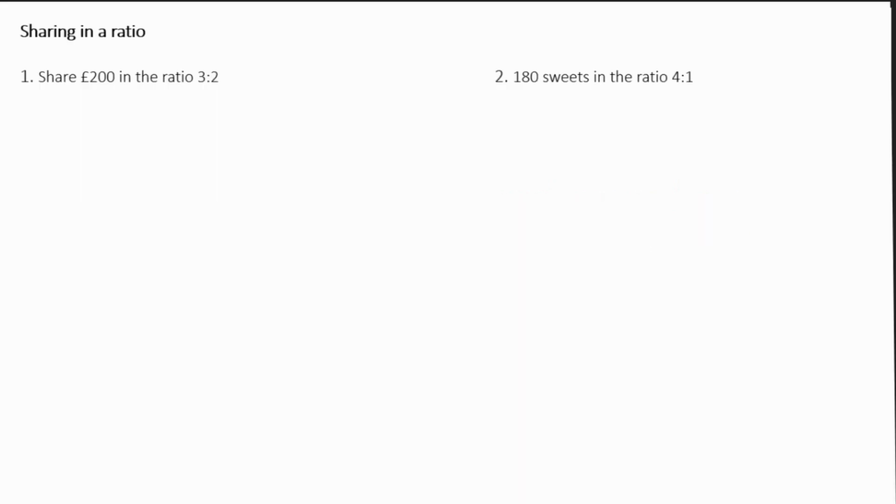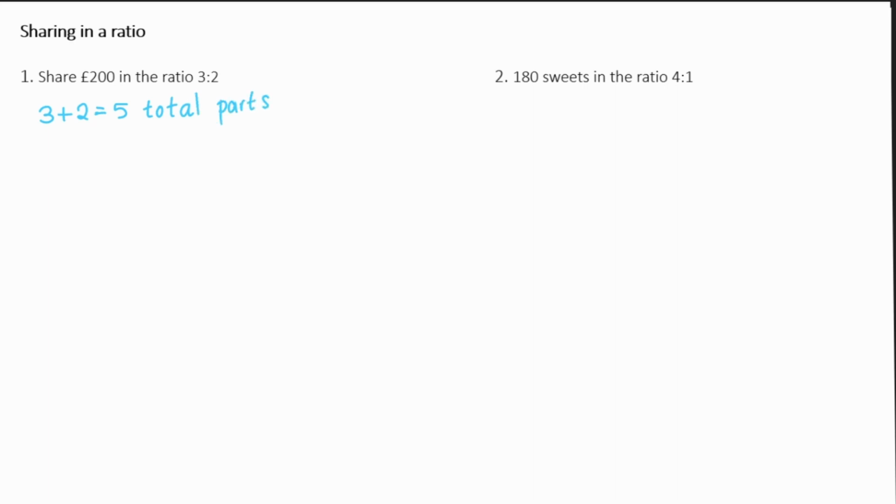In order to share a ratio, we are first going to have to add the ratio and then divide the given amount into those total parts. So first we need to find the total parts in this ratio. So we are going to add the ratio 3 and 2, which gives us 5 total parts.